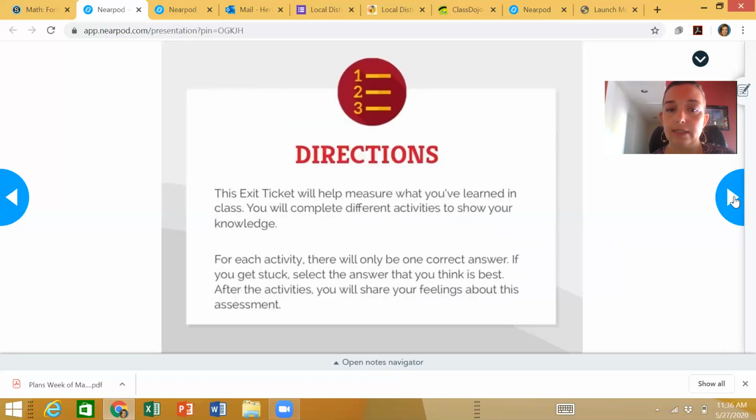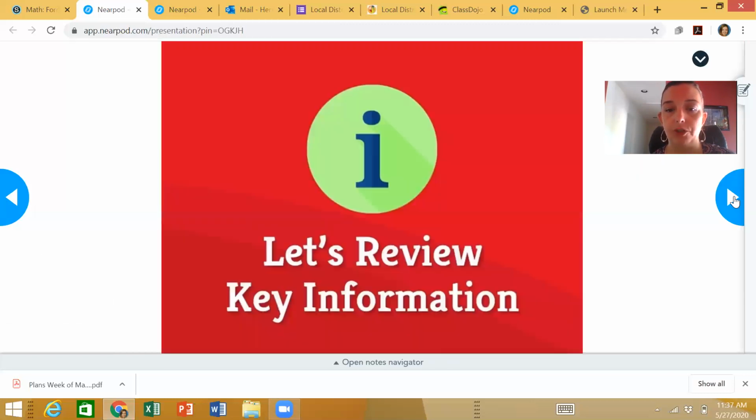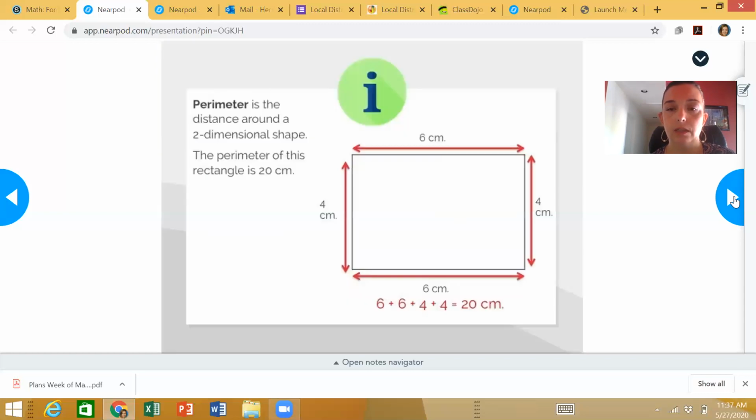Directions. This exit ticket will help measure what you've learned in class. You will complete different activities to show your knowledge. For each activity, there will only be one correct answer. If you get stuck, select the answer that you think is best. After the activities, you will share your feelings about this assessment. Let's review key information. These are information slides, and I do want to remind you that you can actually go back and view these slides again by pushing this back button if you want to review it.